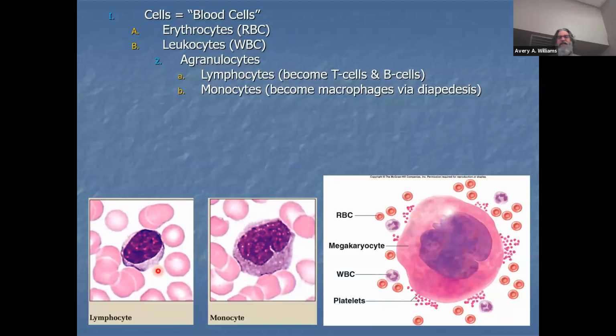And then the second type of agranulocyte are called monocytes. And that's the only other type of agranulocyte you have. They're either gonna be a lymphocyte or a monocyte. Now, monocytes typically aren't in circulation that much, although you could see them. But once they're formed, they become macrophages via diapedesis. And what does that mean in English?